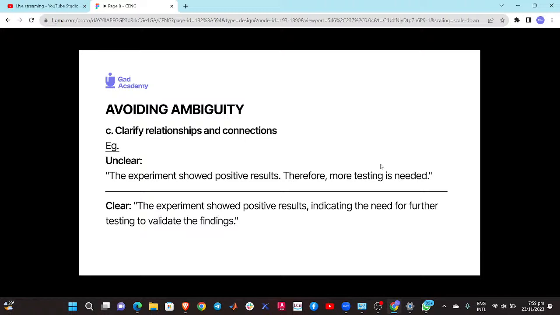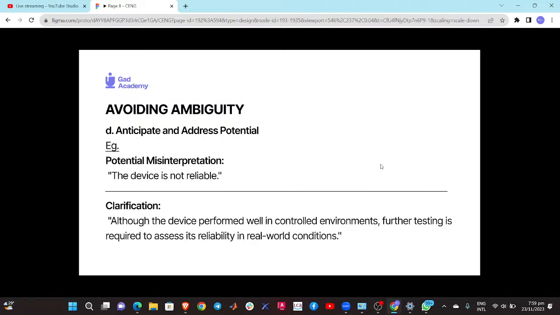So avoiding ambiguity option C, clarify relationships and connections. This has also been explained earlier. The unclear format is: the experiment showed positive results, therefore more testing is needed. And a clearer form is: the experiment showed positive results, indicating the need for further testing to validate the findings. So avoiding ambiguity, option D, we have anticipate and address potential misinterpretations.